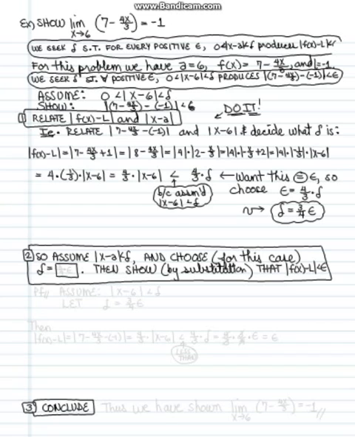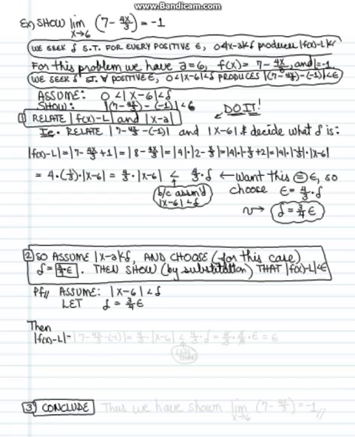So step 2, we're going to assume that the absolute value of x minus a is less than delta, and we're going to choose for this case delta equals 3/4 times epsilon, then show by substitution that the absolute value of f of x minus L is less than epsilon. Okay, so proof. Assume absolute value of x minus 6 is less than delta, and let delta equal 3/4 times epsilon that we found in the previous step. Then let's do our proof.